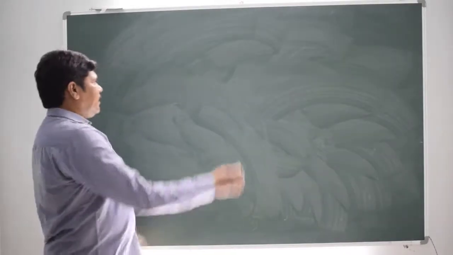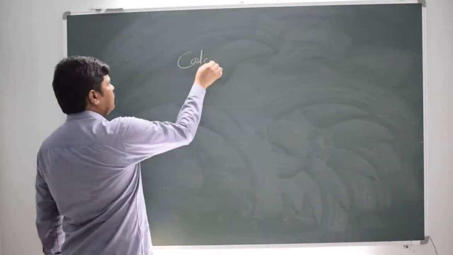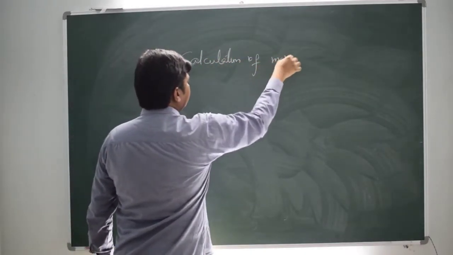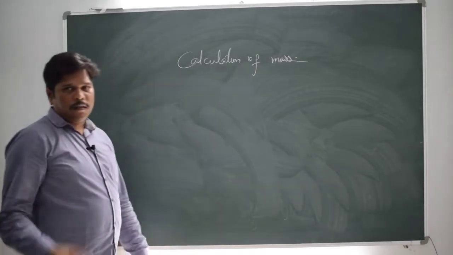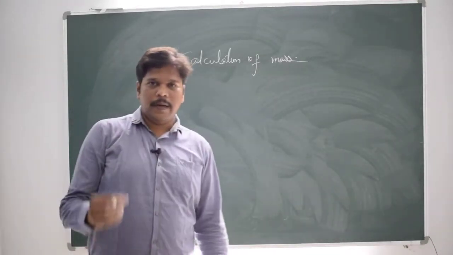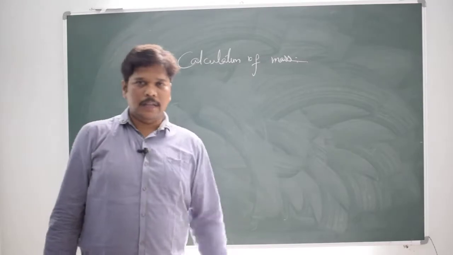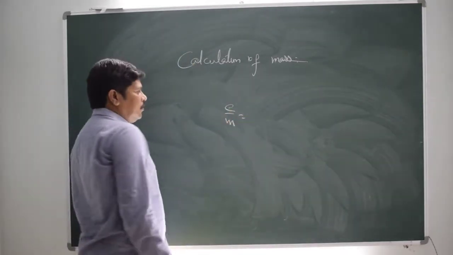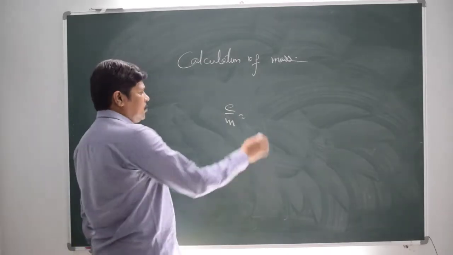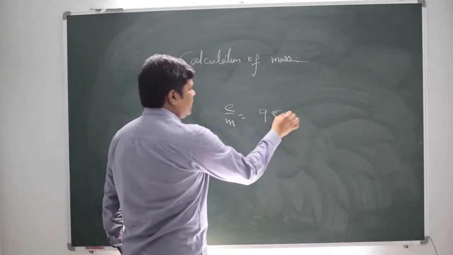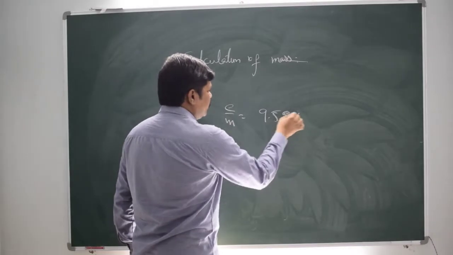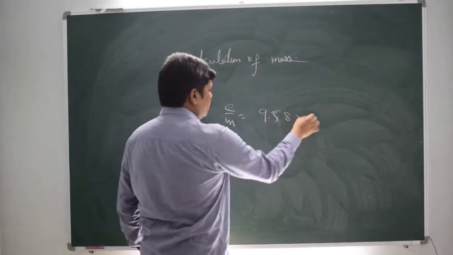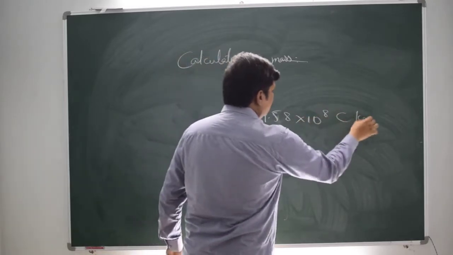So we will go with the calculation of the mass of these, particularly the anode rays or the positive particles which are produced when hydrogen gas is taken. So he calculated that the charge by mass ratio of the positive particle is 9.58 into 10 power 8 coulombs per kilogram.